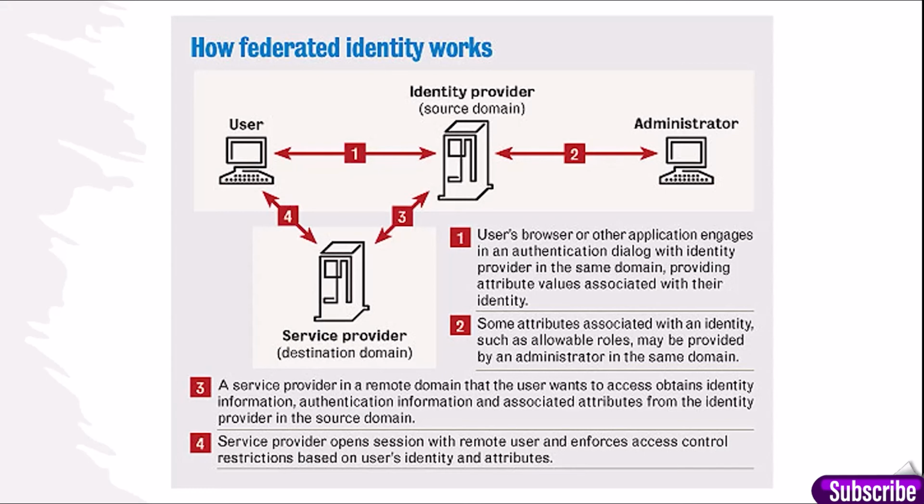How does federated identity work? In this case, the user's browser or other application engages in an authentication dialog with an identity provider in the same domain, providing attribute values associated with their identity. Some attributes associated with an identity, such as allowable roles, may be provided by an administrator in the same domain. A service provider in a remote domain that the user wants to access obtains identity information, authentication information, and associated attributes from the identity provider in the source domain. The service provider opens a session with the remote user and enforces access control restrictions based on user identity and attributes.